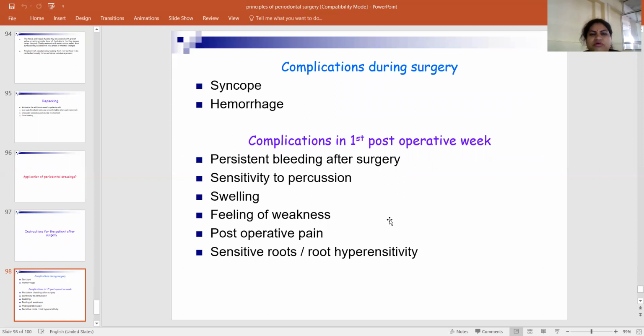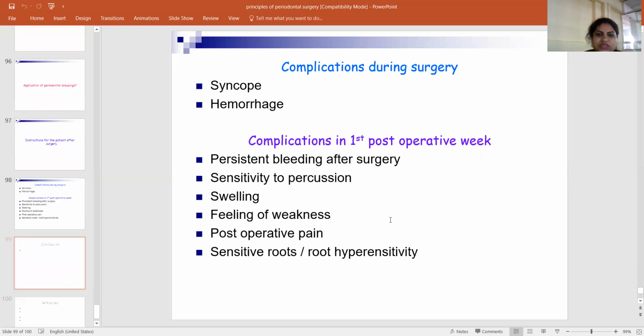Complications of surgery: there can be syncope, and there can be hemorrhage. Hemorrhage can be primary, secondary, or tertiary. Complications in the first week include persistent bleeding after surgery. There can be sensitivity to percussion, swelling, feeling of weakness, and post-operative pain. There will be sensitive roots and root hypersensitivity.